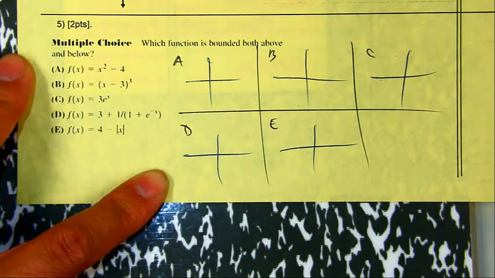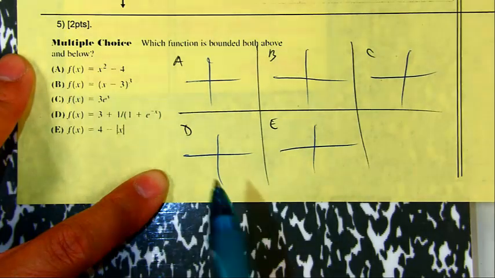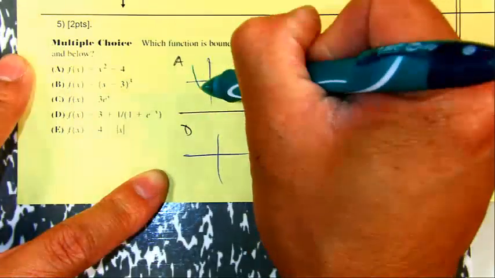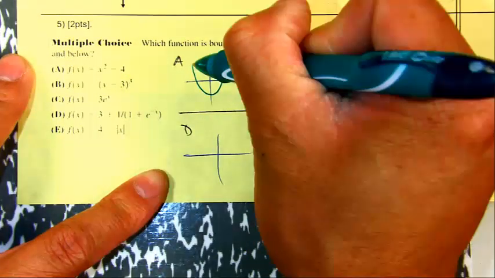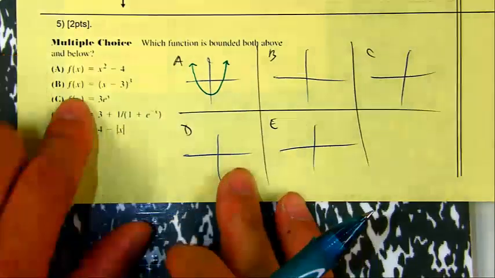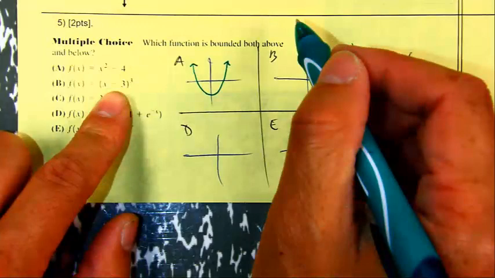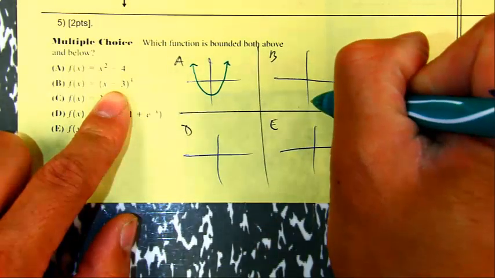Hopefully you memorize these. At A is a quadratic, and you can graph these in your calculator. Shifted down 4 units. So that's what my graph looks like. You have a cubic function shifted to the right. Might look something like this.